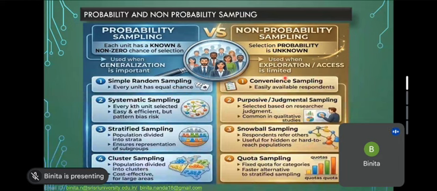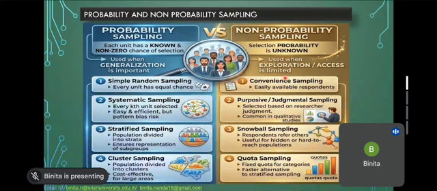Non-probability sampling. The first one is convenience sampling, where suppose I ask you to survey the students across the universities of the state, and according to your convenience you just ask the students of your particular college or university, and you give the result. Most of the time we cannot generalize that sample response to the whole population, because we are collecting it from a particular university or college.